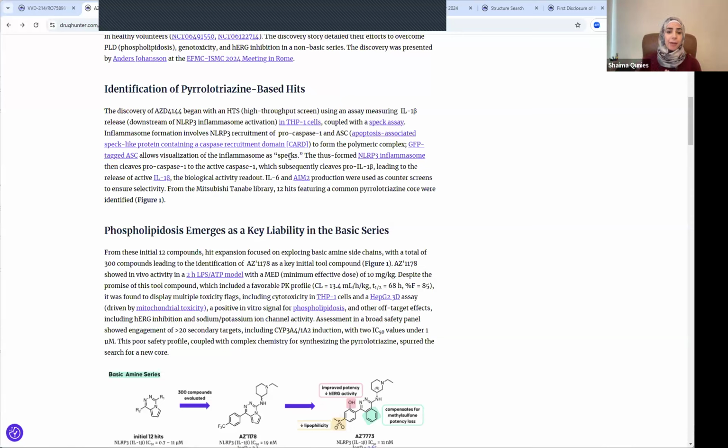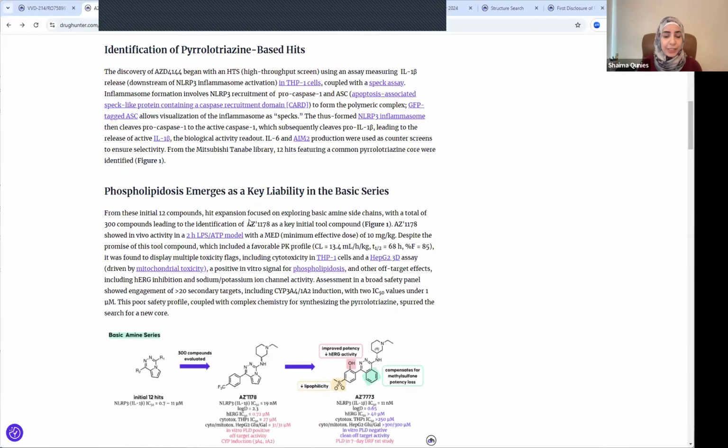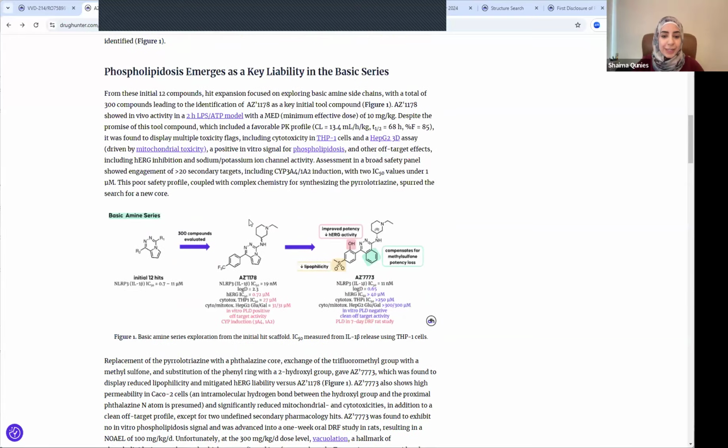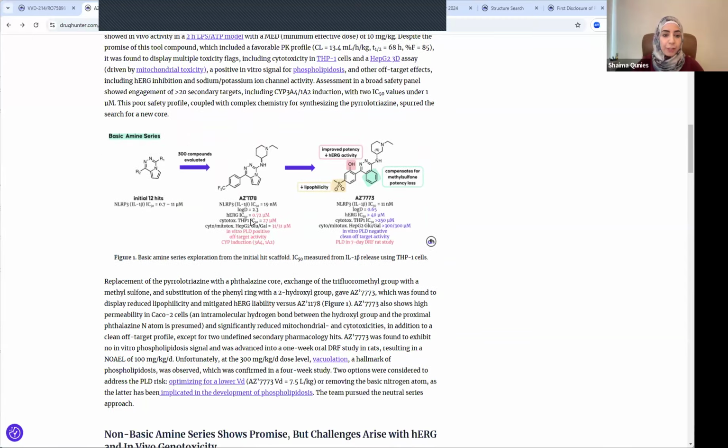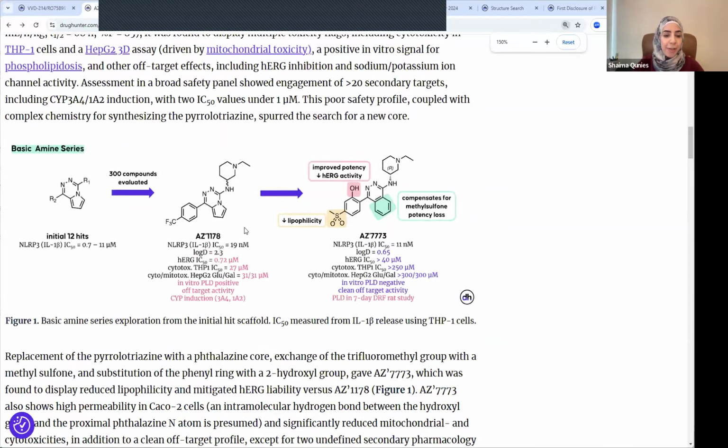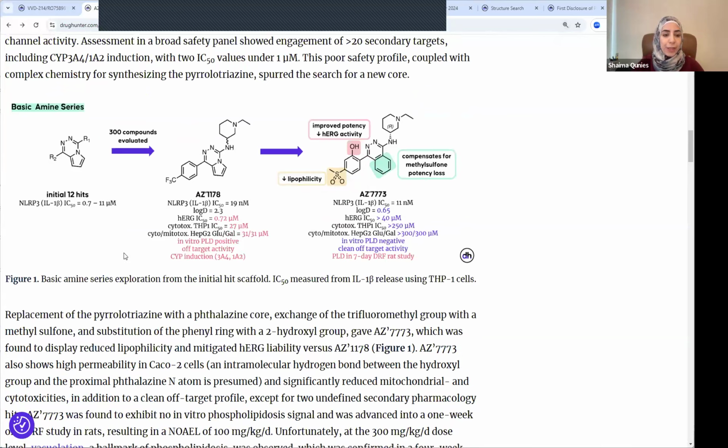So again, as Lou said, I cannot go into very fine details now, but here is where the story started from. If we look at figure 1, they have identified initial 12 hits that have the pyrrolotriazine core, and they had an IC50 between 0.7 to 11 micromolar. They have done hit expansion studies, and they found that 300 compounds have the northern basic amine at the upper side of the molecule. They have improved NLRP3 potency.